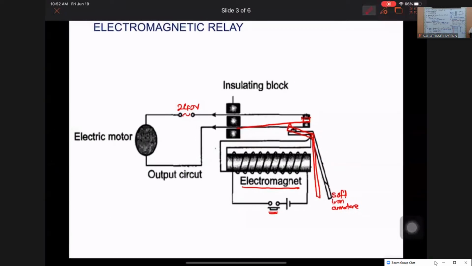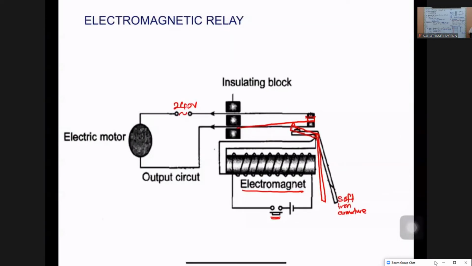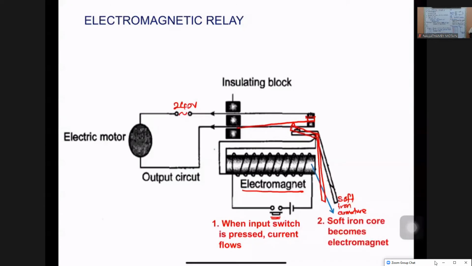So for your information, this one, in the test in SPM, they ask the students to explain. So what you need to explain? Okay, you look at this. Number one, when the switch is pressed, current flows. 1 mark given for this. Then next one is soft iron core become electromagnet, or you can write soft iron core is magnetized.